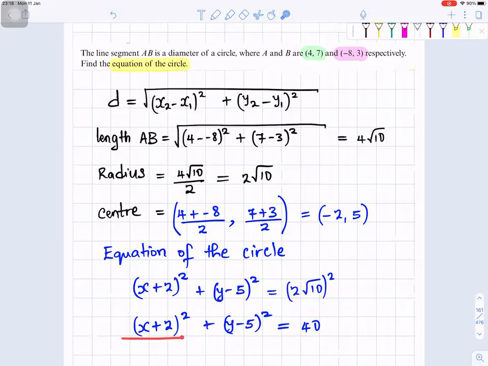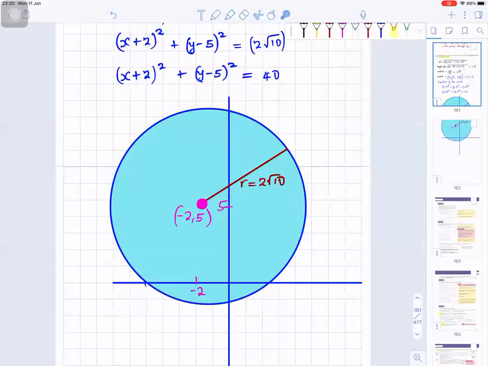So you can write it as (x plus 2) all squared plus (y minus 5) all squared equals 40. So visually, that is what the circle could look like. The center is (-2, 5), and the radius is 2 root 10. That's a visual way to represent that circle.